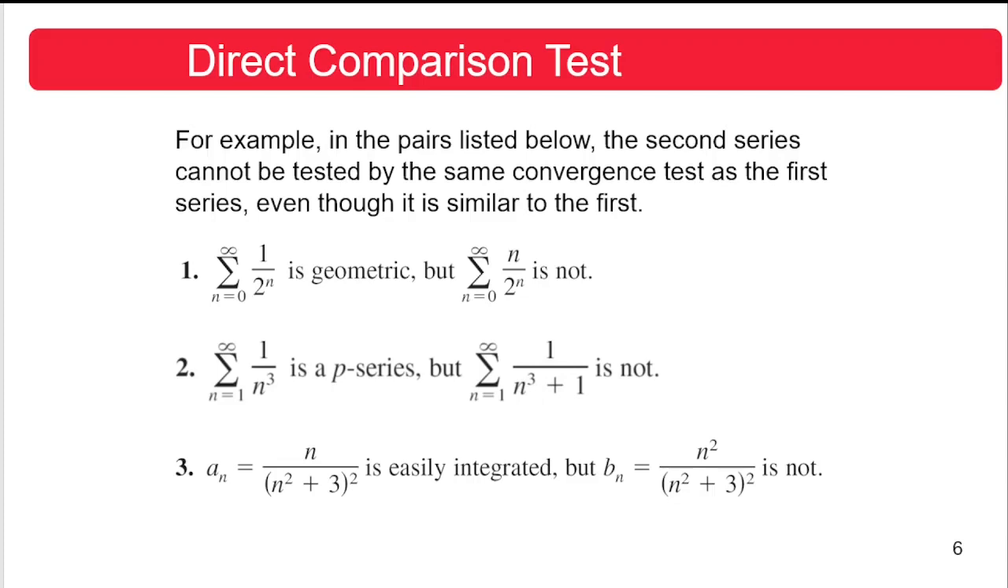In the second example, summation of 1 over n cubed, this series is a p series, but the second series is not. So we cannot apply the convergence or divergence test using the p series. In the third example, the nth term, a sub n, is n over n squared plus 3 to the second power. As you can observe, this is integrable, so you can apply the integral test. But the second nth term, b sub n, which is defined as n squared over n squared plus 3 quantity raised to the second power, is not integrable using the integral test.